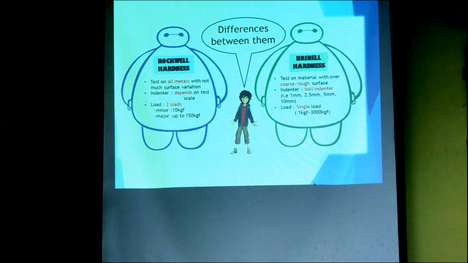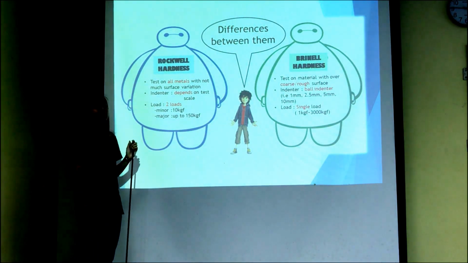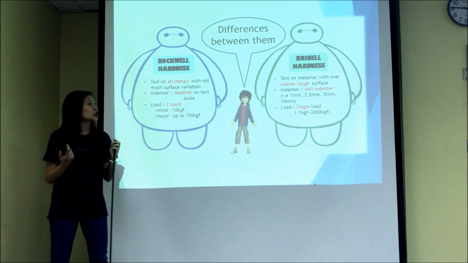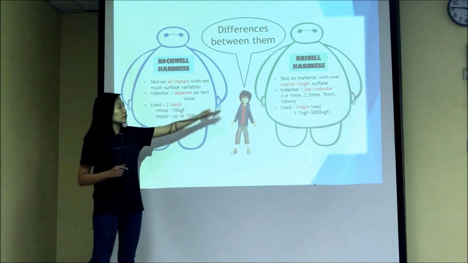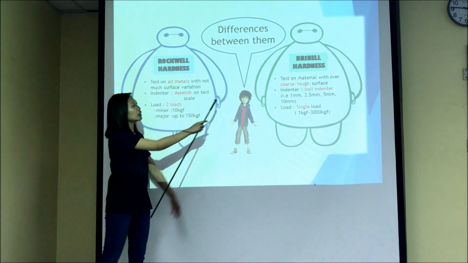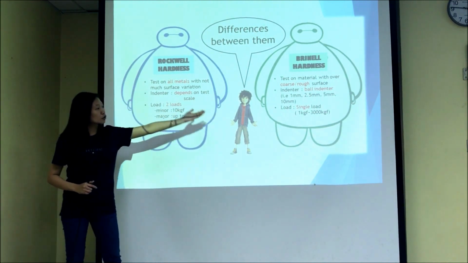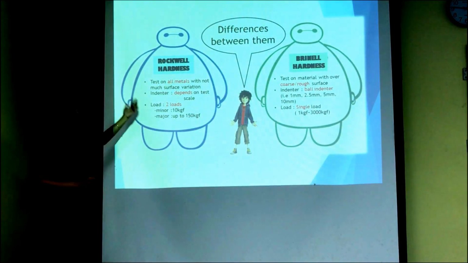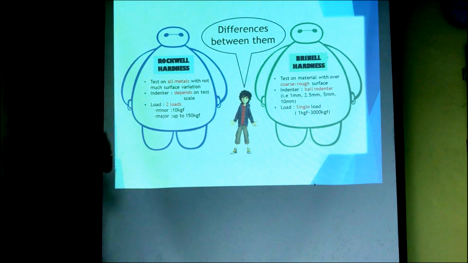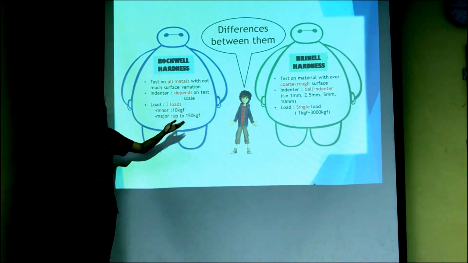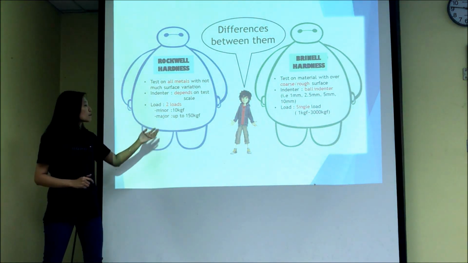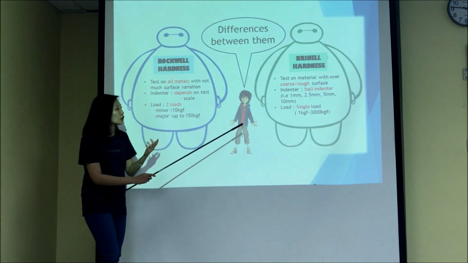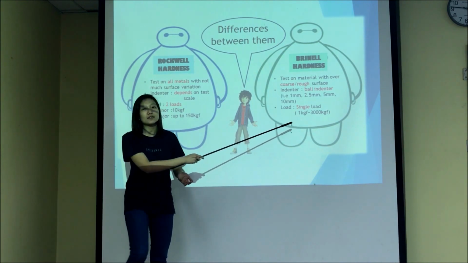For the indenter, Rockwell hardness has an indenter which depends on the test scale, while for Brinell hardness, the indenter is only one, which is a ball indenter, but in different diameters, 1 mm, 2.5 mm, and so on. For the load, there's a big difference. For Rockwell hardness, you can use 2 loads, which are minor, up to 10 kgf, and major, up to 150 kgf. While for Brinell hardness, there's only a single load, which is used from 1 kgf to 3000 kgf.